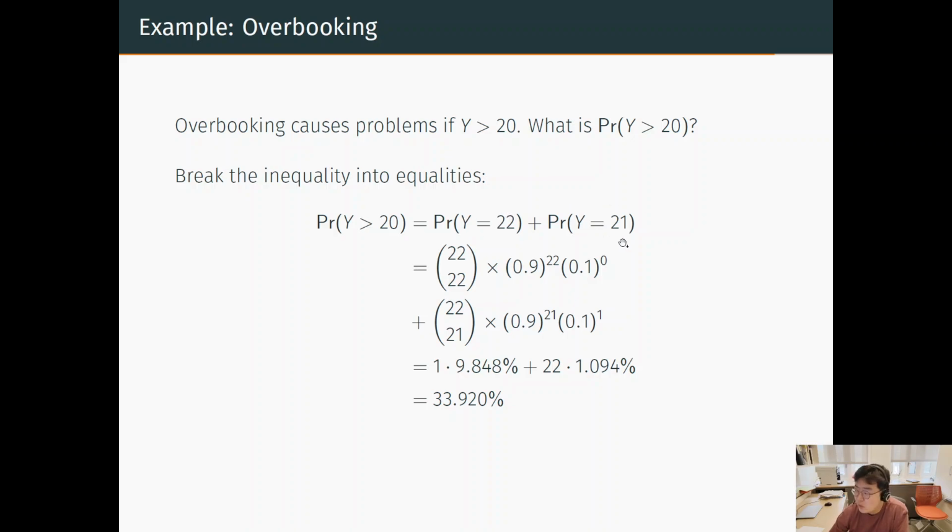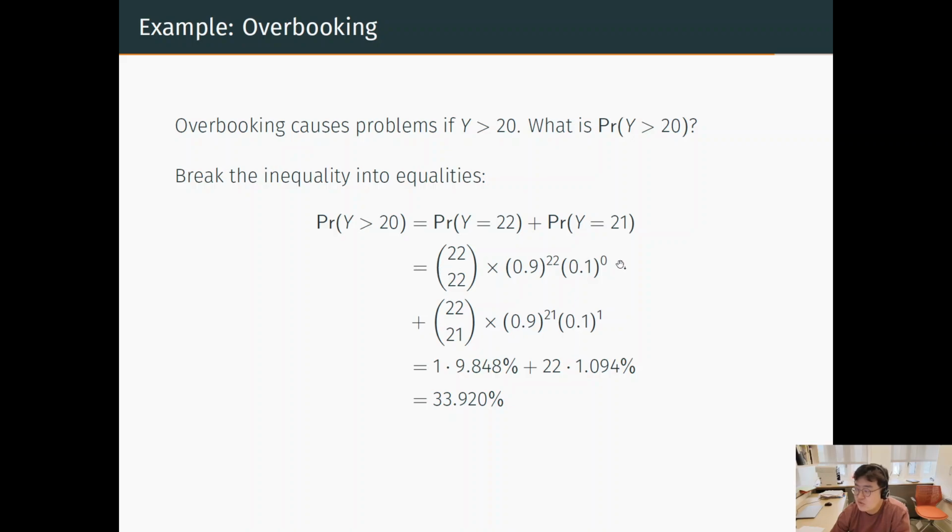Now probability of 21 means there is only one cancellation. So out of 22 reservations, 21 are not canceled, right? There could be 22 different scenarios. If only one is canceled, it could be the first reservation, second reservation, up to the 22nd reservation. One of them is canceled, so there are 22 different scenarios. And then non-cancellation happened 21 times, and cancellation, 10%, happens once.